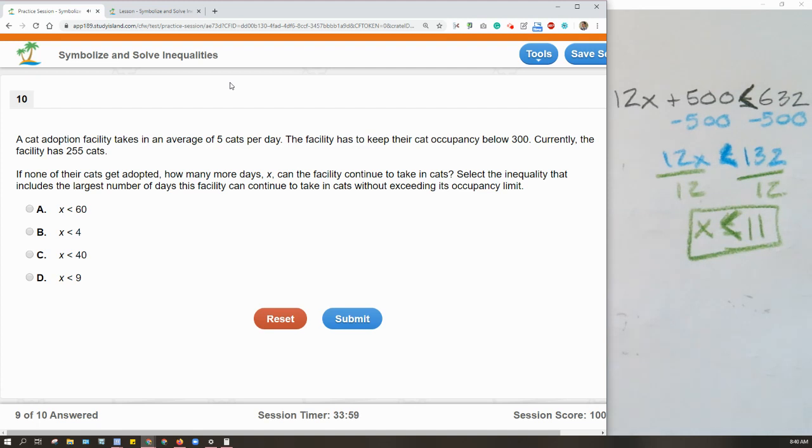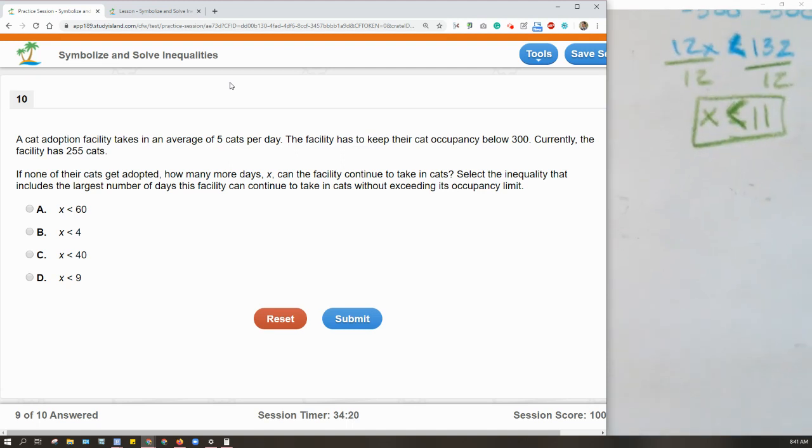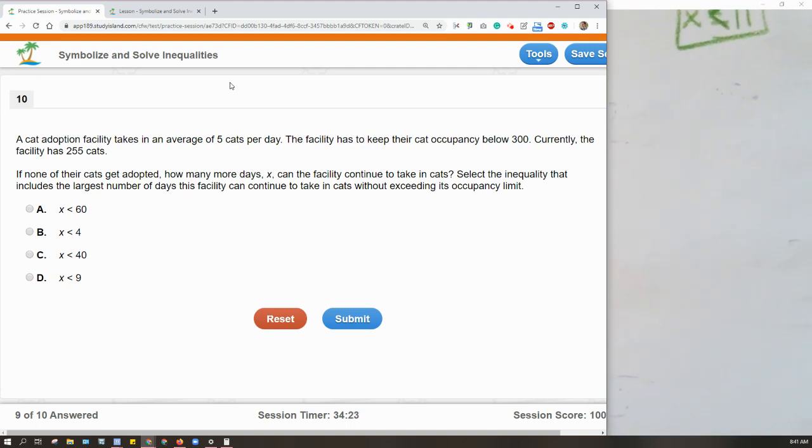Okay, number 10, a cat adoption facility takes in an average of 5 cats per day. The facility has to keep their cat occupancy below 300. So right away, like the last problem, this is going to be less than 300. 300 doesn't count. It says below 300. Currently, the facility has 255 cats. If none of their cats get adopted, how many more days, X, can the facility continue to take in cats? Select the inequality that includes the largest number of days the facility can continue to take in cats without exceeding its occupancy limit. So it has to be below 300.